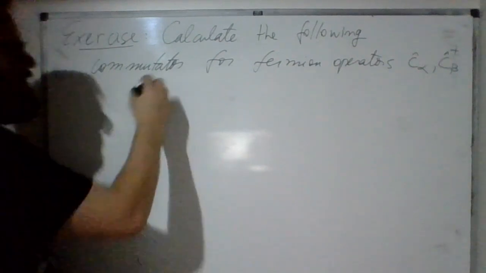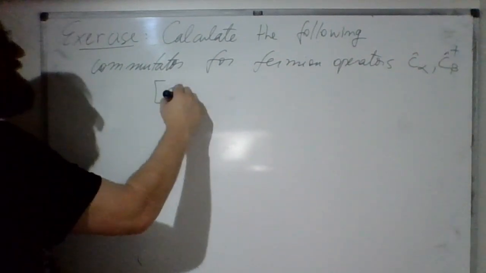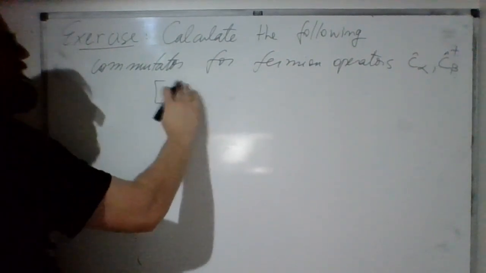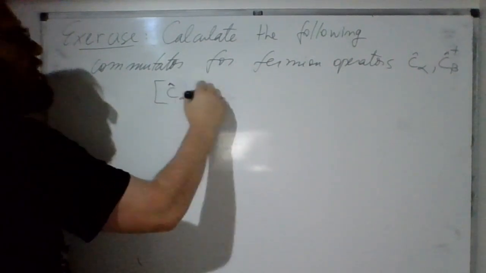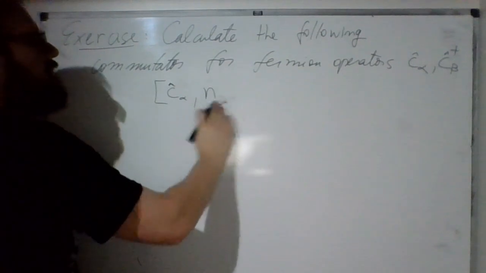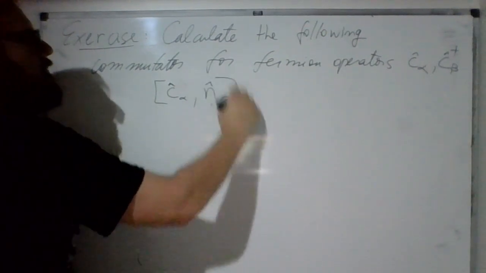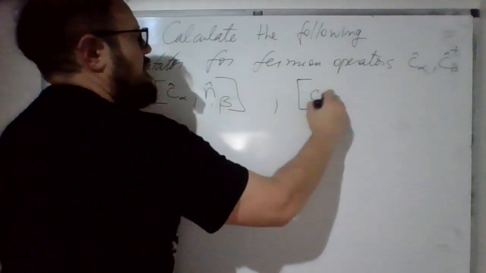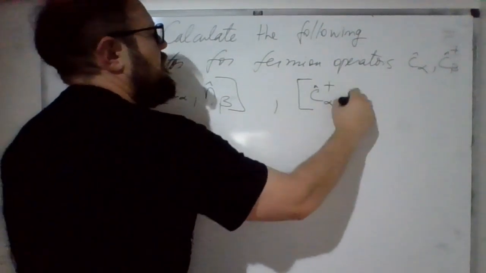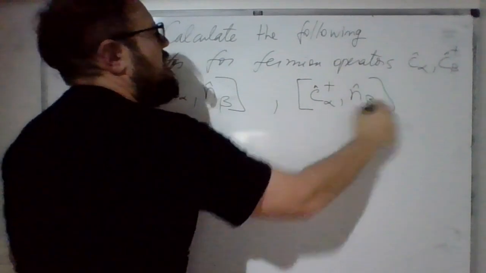Notice commutators. I want you to calculate the commutator of C alpha with the number operator n beta. And I want you to calculate C alpha dagger with n beta, the number operators.